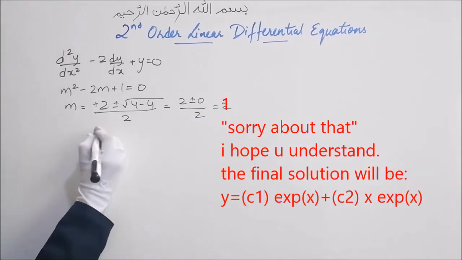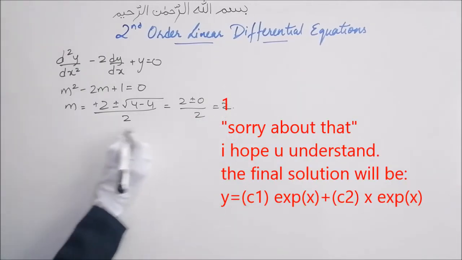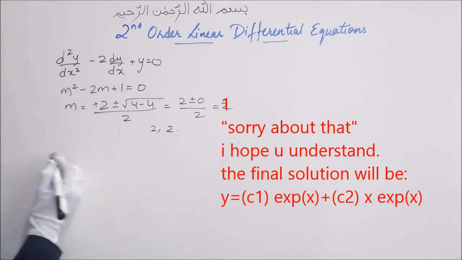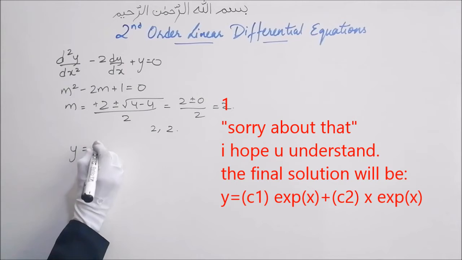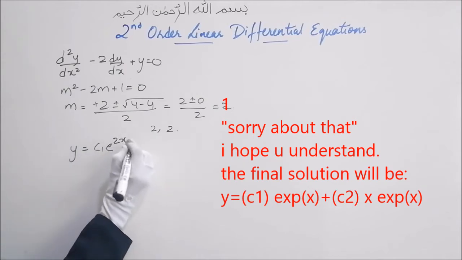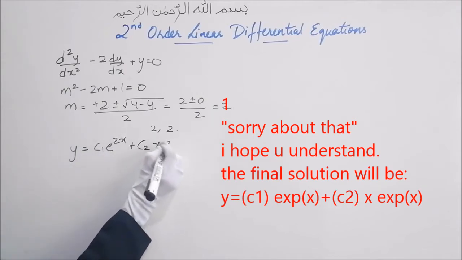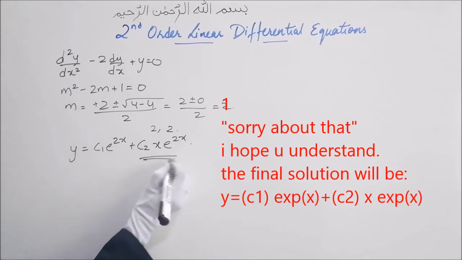Therefore, the two values of m will be 2 and 2. Right, so we are having 2 and 2 solutions of m. Therefore, our solution of this equation, that is y, will be equal to c1 e raised to 2x plus c2 x e raised to 2x.